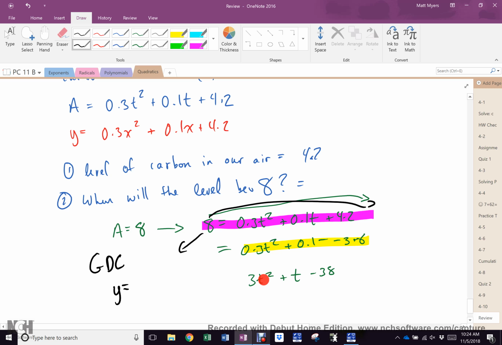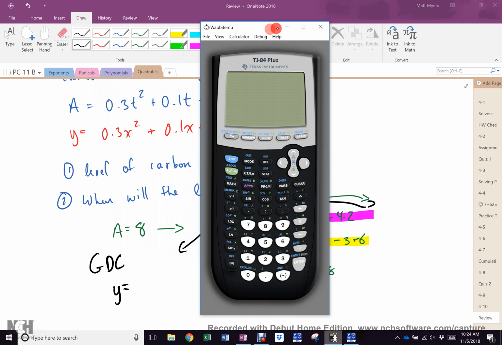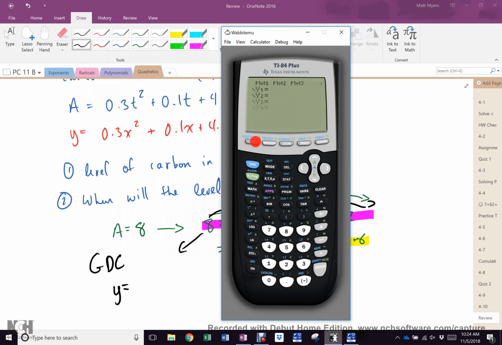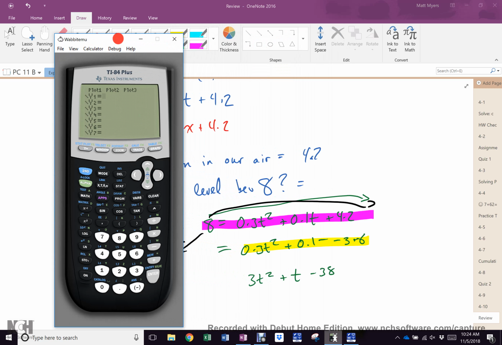So, we all know how to quadratic formula it, right? We're just going to run it through the formula. Let's look at it on the graphing calculator. Here's my graphing calculator. Y equals, what am I entering? We all know it's this, right? So I enter it just as I see it.